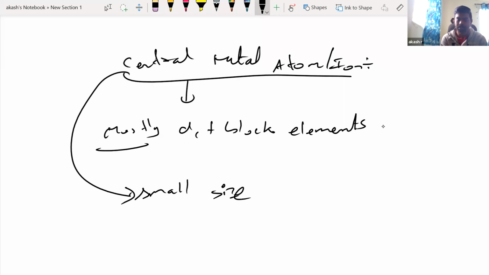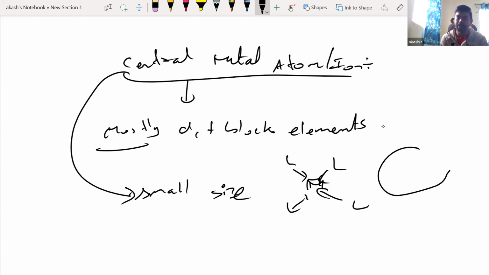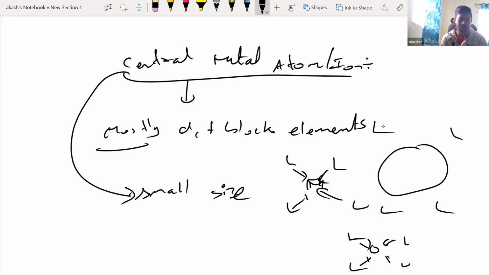Why should it have a small size? Because many ligands have to come and donate electrons to it, so the metal atom should be able to be surrounded by the ligands. If I have a big metal atom, surrounding by ligands will be very difficult. But if I have a small metal, that is more efficient in donation. So they should have relatively very small size. That is the first criterion.